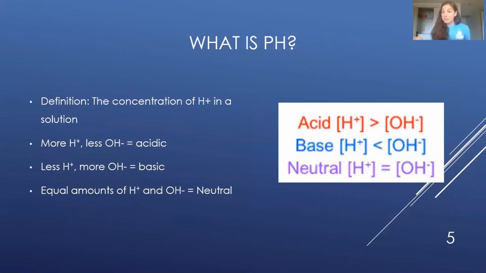Okay, and what is pH? So pH is defined as the concentration of hydrogen atoms in a solution. So more hydrogen, as we discussed before, and less OH means that something is acidic, less hydrogen and more hydroxide is basic, and equal amounts of hydrogen and hydroxide means it's neutral.